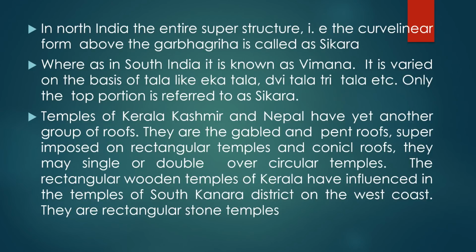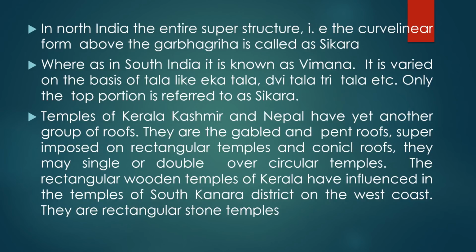In North India, the entire superstructure, that is the curvilinear form above the Garbhagriha, is called as Sigara, whereas in South India, it is known as Vimana. It is varied on the basis of Tala, like Ekatala in South India, particularly in Tamil Nadu. We have Ekatala, Dvitala, Tritala, and above more Talas are also there. Only the top portion is referred to as Sigara.